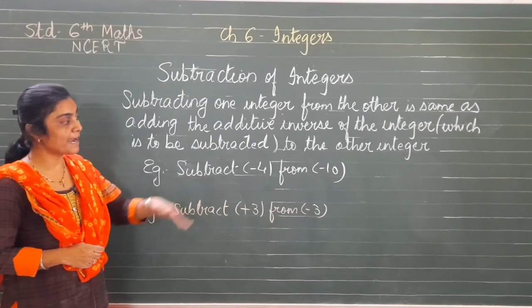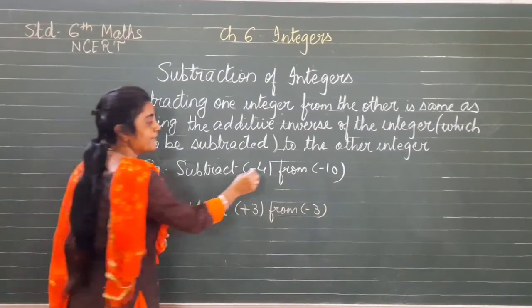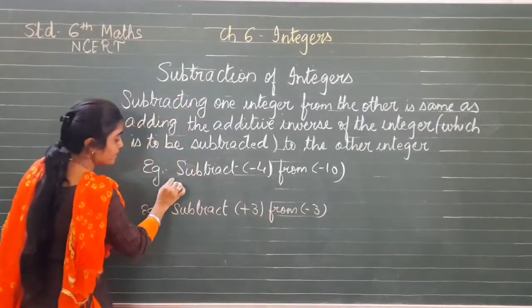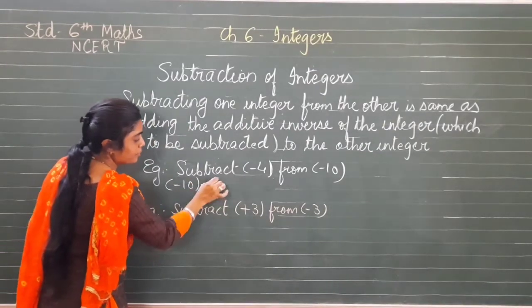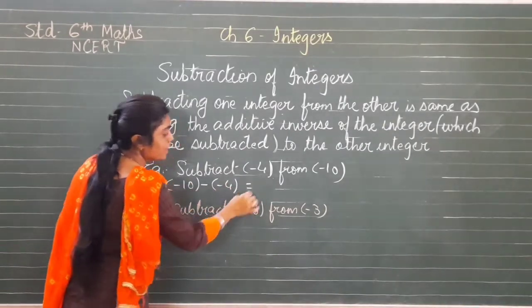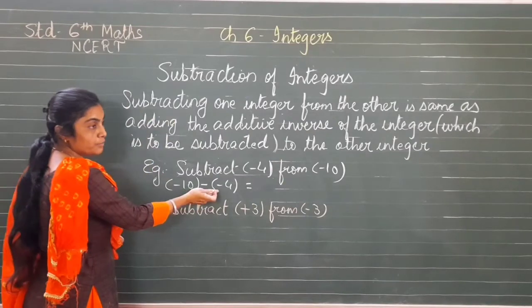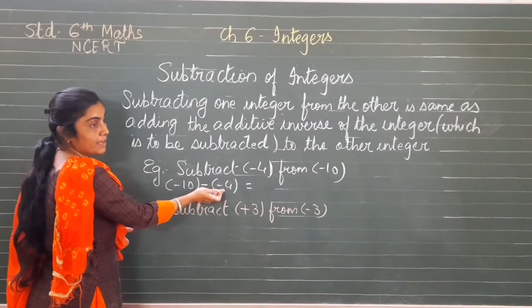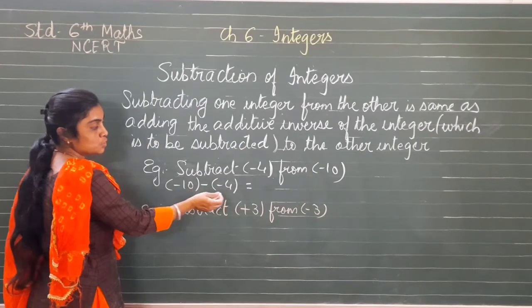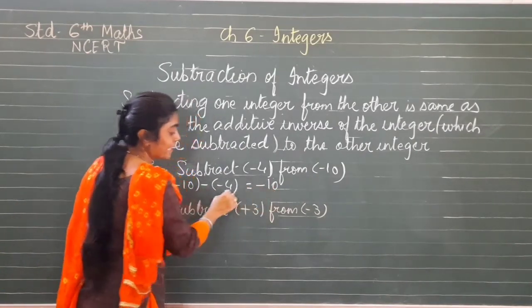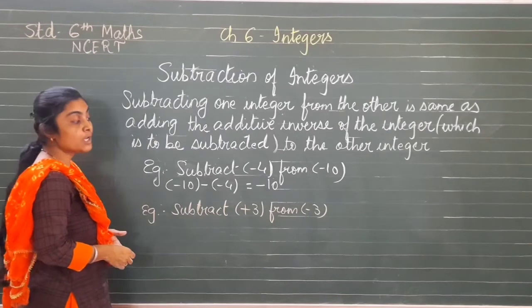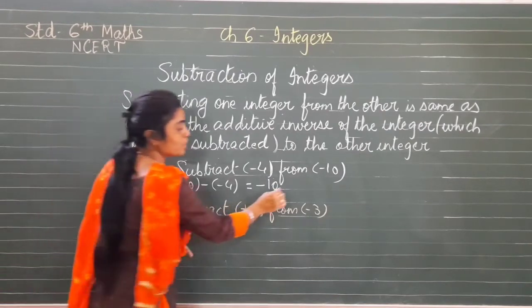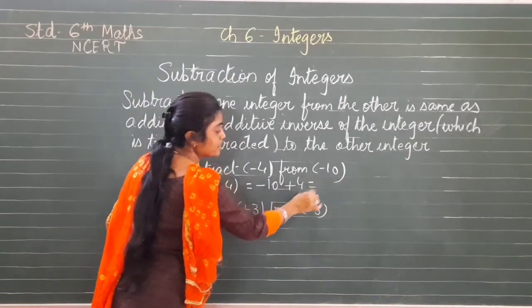Example: subtract minus 4 from minus 10. So from minus 10, you have to subtract minus 4. Now according to the rule, the number which is subtracted, we have to make it its additive inverse. So the additive inverse of minus 4 will be plus 4. So minus 10 plus 4.